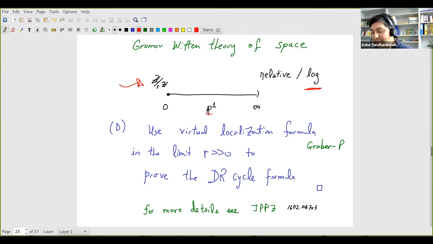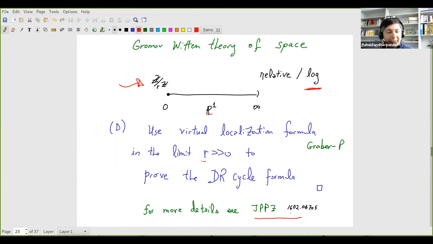And if you do that in the right way, you get some localization equations that have to do with equivariant intersection theory. You get some equations in equivariant intersection theory. And if you study those equations in this limit for very large R, you can exactly prove the DR cycle formula. So those are the various steps, and we explain them all in this paper.